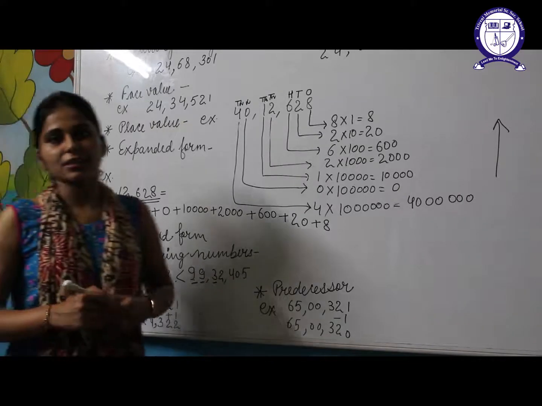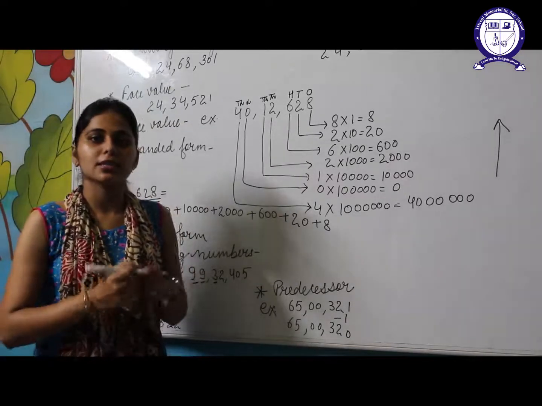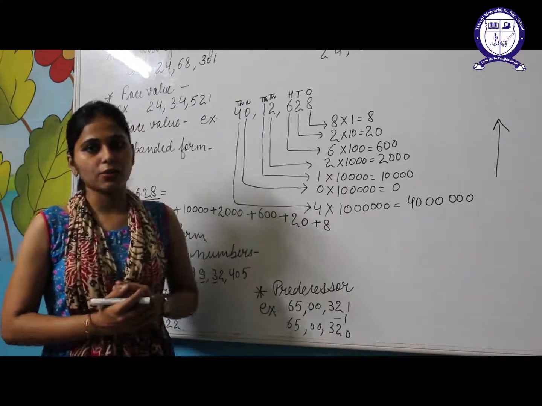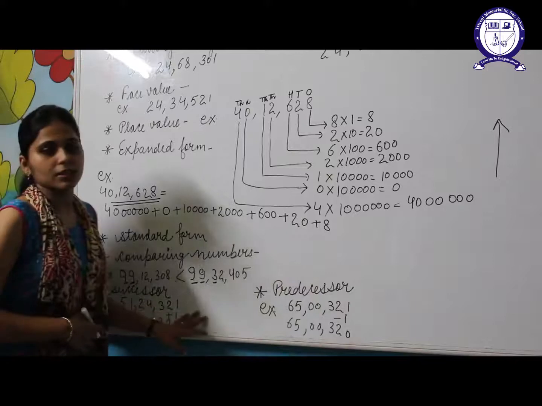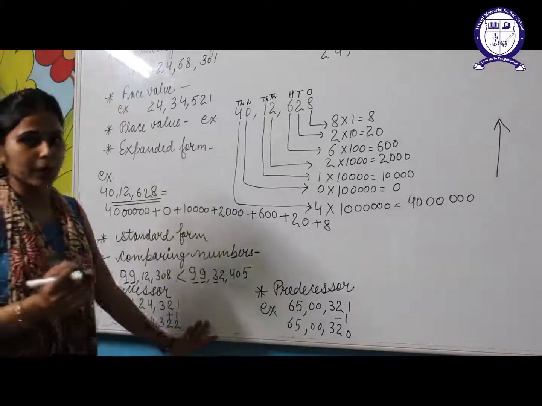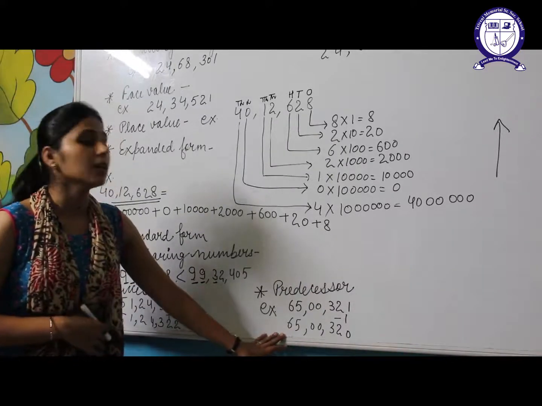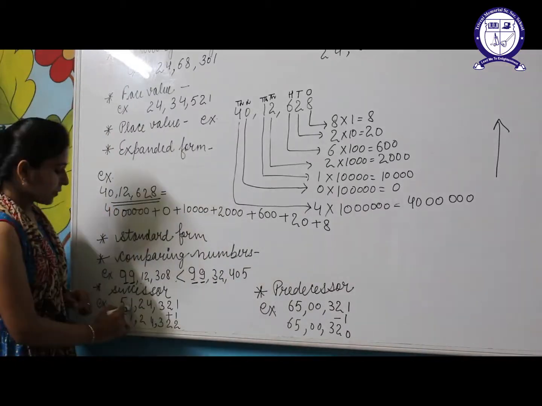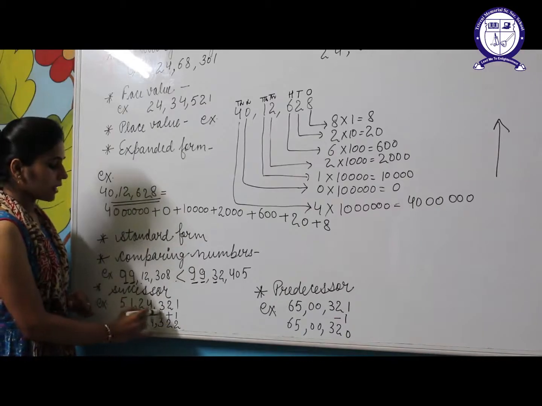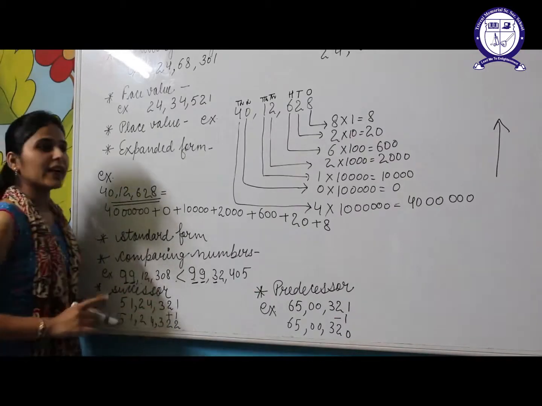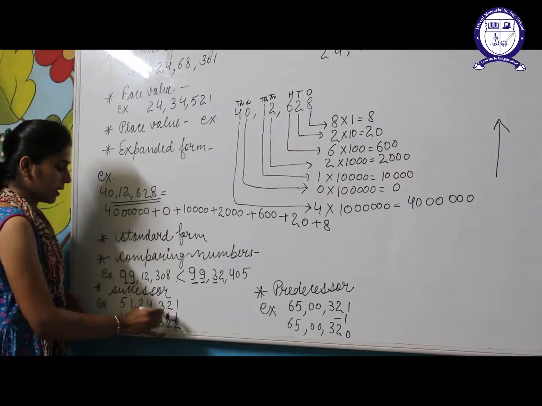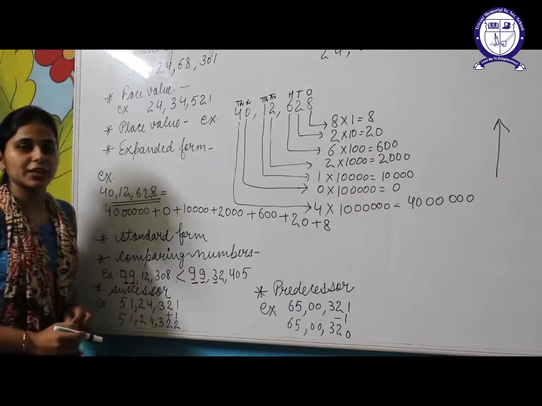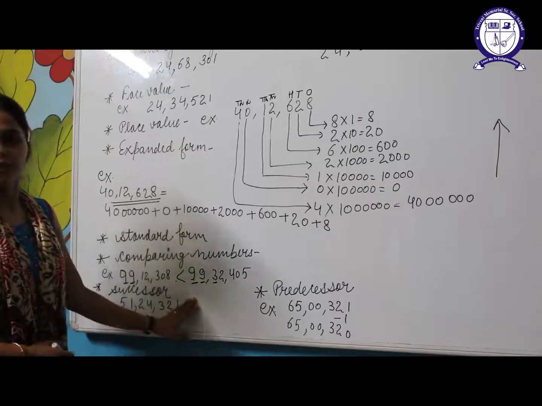Now, what are the successor and the predecessor? First of all, the successor is the next value of the number, and the predecessor is the previous value of the number. So to find the successor, just add 1 to the given number, and to find the predecessor, just subtract 1 from the given number. So here we have 1,24,321. To find the successor, we will add 1. So it will give us 51,24,322. So this will be the successor of this, students.